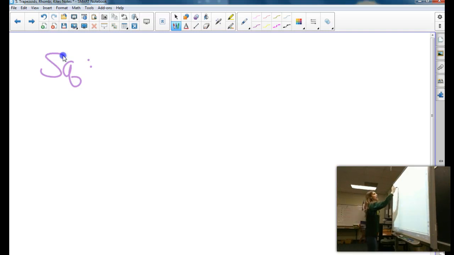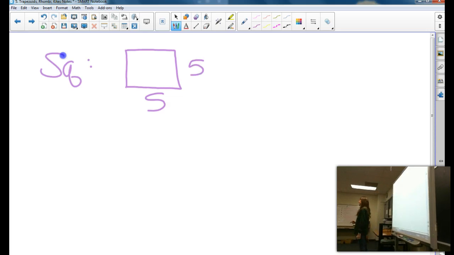Okay, so I give you a side, Kenneth. 5. How do you find the area of that square? Okay, so this side is 5 too because it's a square. Area? Okay, I thought maybe it would help you. Raise your hand. Area of a square. 5 times 5. What is that? What's the formula?